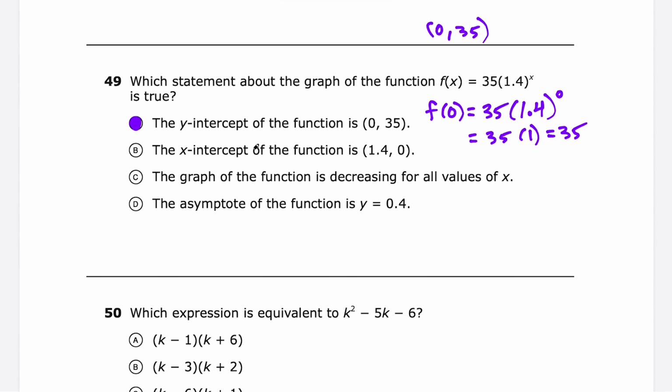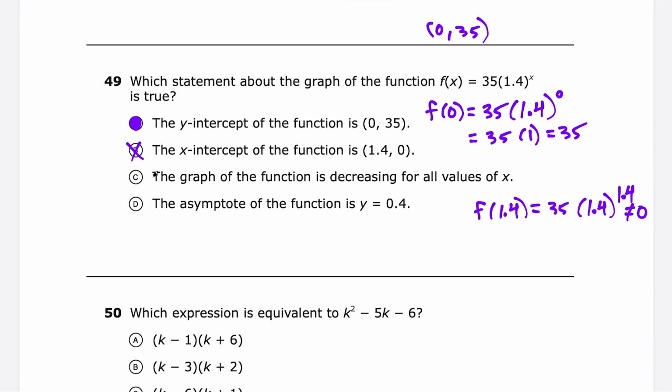Well, for this one, it says the x-intercept of the function is 1.4, 0. But the reason why choice B is no good is if we plug 1.4 into the function, this is going to give us 35 times 1.4 to the 1.4 power. And this is clearly not equal to 0, because 1.4 to the 1.4 is not 0, and when we multiply a non-zero by 35, we're not getting 0. So that's why choice B is out.